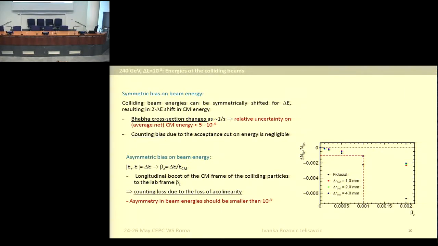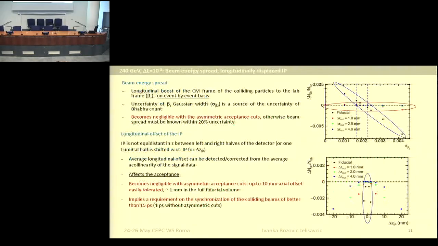And for 10 to the minus 3, you should know beta, or this asymmetry in beam energy, better than 10 to the minus 3. Beam energy spread is always present. Again, it gives a longitudinal boost in analogy to the previous effects.